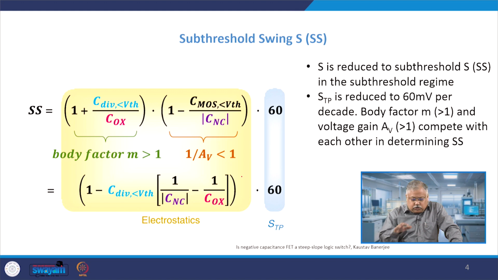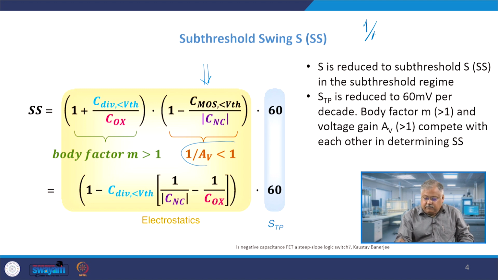Now if you look at the subthreshold slope swing SS, as I told you, if M is greater than 1, AV is basically my internal voltage gain. If you look carefully at this point, this whole idea is 1 minus C_MOS by C_NC less than V_TH when you are in the subthreshold region of operation. If you divide by C_NC, you get 1 by AV less than 1, which means AV will be greater than 1.